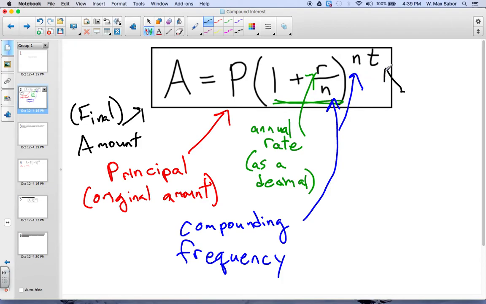Lastly, t is time in years. You could theoretically have it be in a different amount, but you pretty much always have time in years. So this is our formula. Know it, love it, and let's use it.